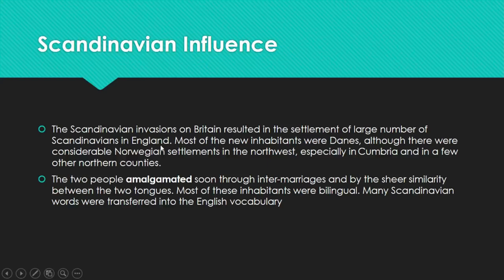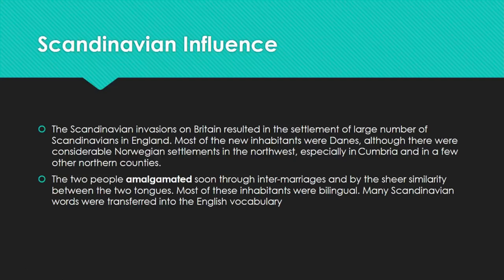Because of the Scandinavian influence in England, a lot of Scandinavian tribes settled here. Most of these new inhabitants were Danes, and some were also Norwegian, from Norway and Denmark. These people were settling in different parts of England or Britain, especially in the northwest, places like Cumbria and a few other northern counties. So they were mostly settled in the northwest. The invaders from Scandinavia lived in many settlements in the northwest of the island, especially Danes and Norwegians.